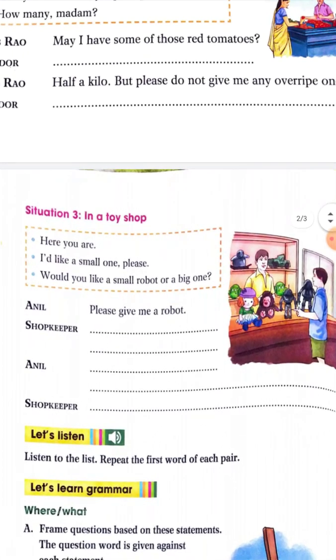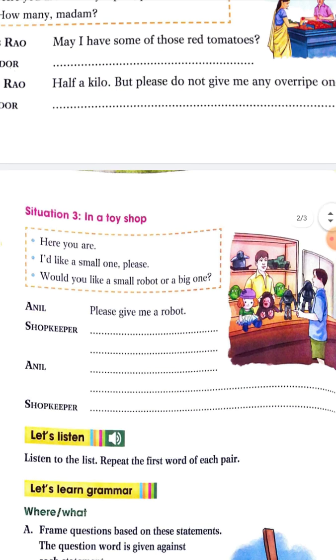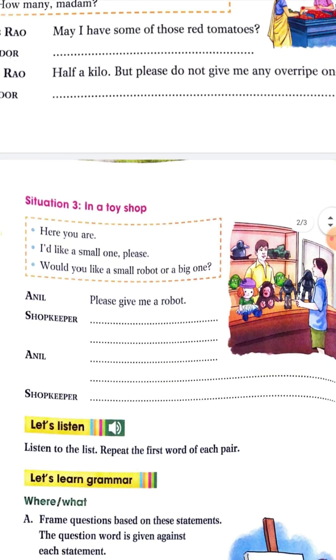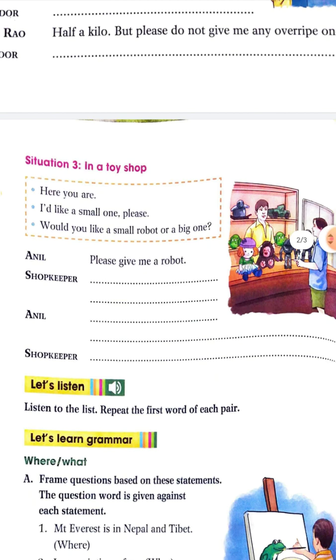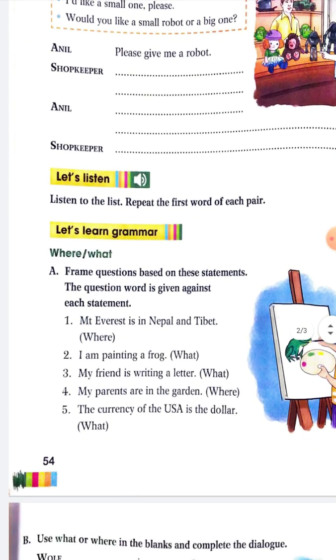In a toy shop, Anil goes and says, please give me a robot. Shopkeeper, would you like a small robot or a big one? Anil will say, I would like a small one, please. The shopkeeper will pack it, again we have the same thing. He has packed the thing and he says, here you are. He did not ask for money. No problem. Okay, so he said, here you are.